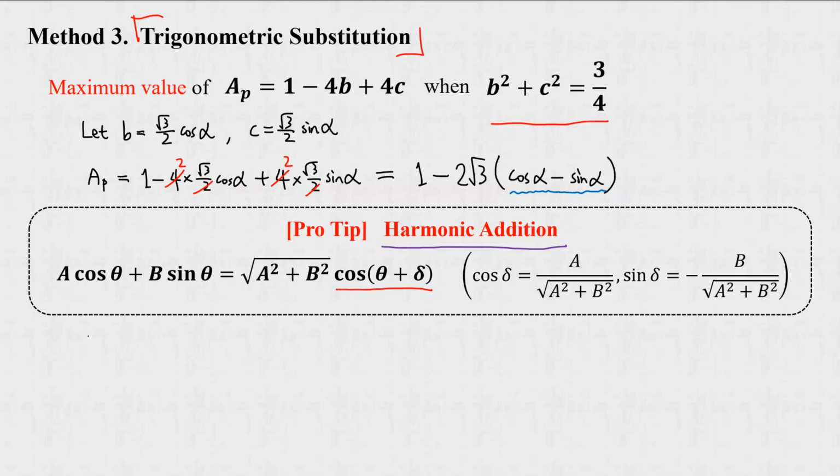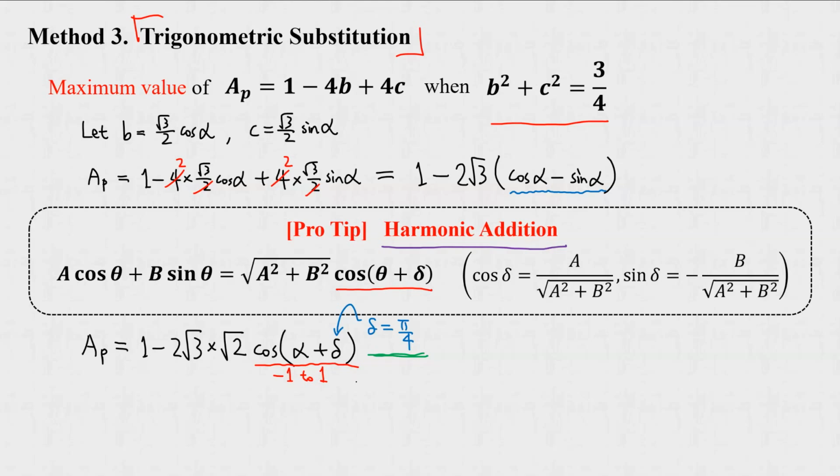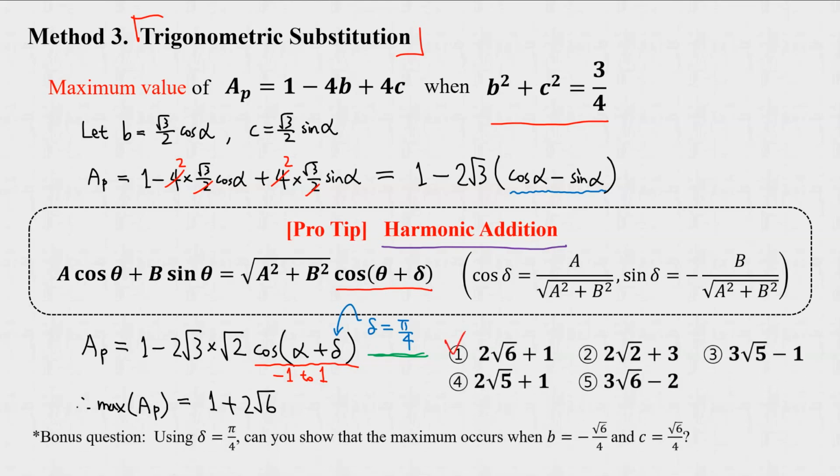So by applying this formula, we have AP equals 1 minus 2 square root of 3, then times square root of 2 times cosine of alpha plus some phase shift delta. Actually, in this case, you can easily find that delta equals pi over 4, but that is not important here. Anyway, since the cosine term can have values from minus 1 to 1, we can also notice from here that the maximum value of AP is 1 plus 2 square root of 6. Hence the correct choice is choice 1.